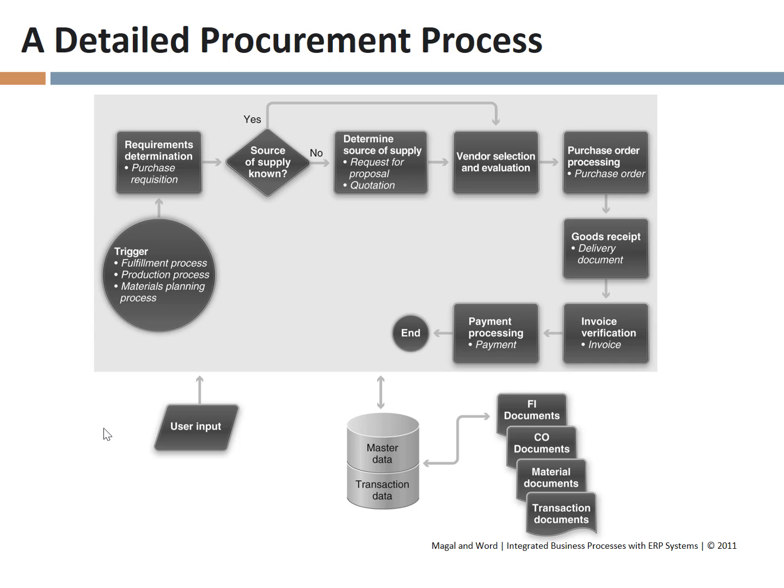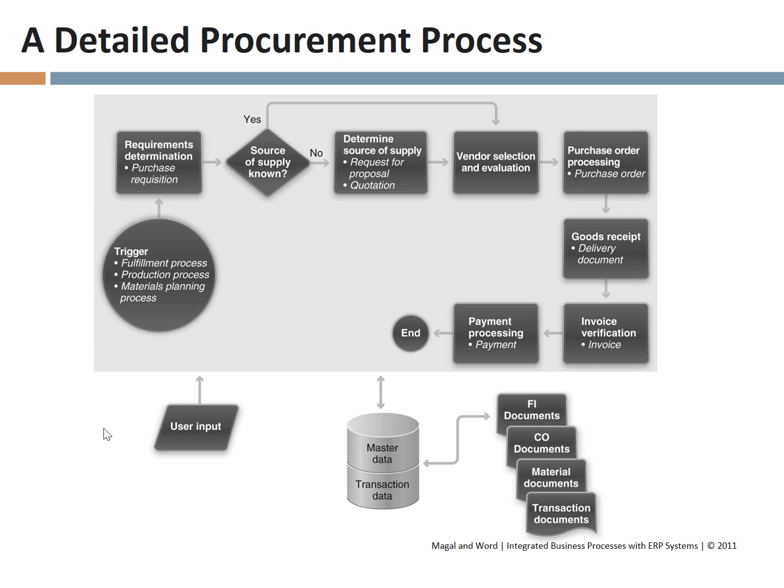That's the creation typically of a purchase requisition. And you notice the trigger here, this is not an exhaustive set of triggers, but it could be triggered by the fulfillment process, by the production process, or by MRP. Lots of different things can trigger requirements determination. Then the next step: do we know where we're getting the stuff from? If we do, we can just go ahead and proceed to vendor selection. If we don't, we're going to have to figure out our source of supply. In doing so, we might have to request price quotes or proposals from vendors and get back quotations from them.